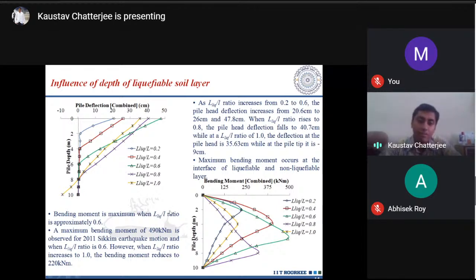For this particular study I have used four different input ground motions: Kobe, Loma Gilroy, Sikkim, and the Bhuj motion. It is seen that a maximum bending moment of around 490 kNm is observed for the Sikkim earthquake motion when the L liquefiable by L ratio is 0.6. However, when it reaches 1, it reduces to 220 kNm. This is what is observed from the present study.